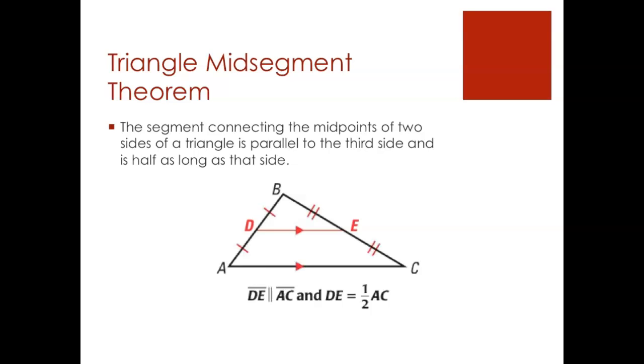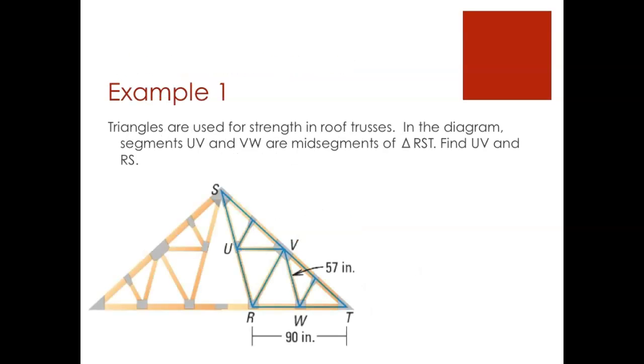All right, take a look at example 1. Triangles are used for strength in roof trusses. In the diagram, segments UV and VW are midsegments of triangle RST. Find UV and RS. Okay, so to start, we're going to find UV. Now UV is a midsegment, and we know it is parallel to that third side, RT, and it is also half the measure of RT. So since we're told RT is equal to 90 inches, that must mean that UV is half of 90, which means it's equal to 45 inches.